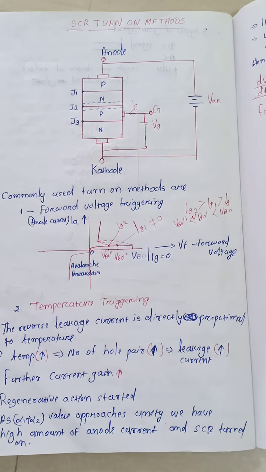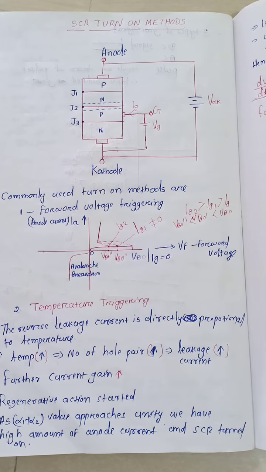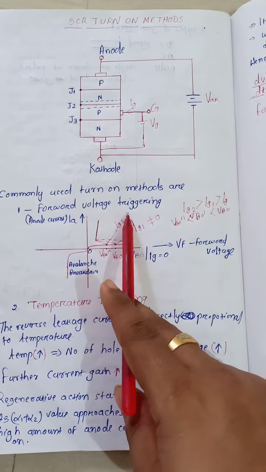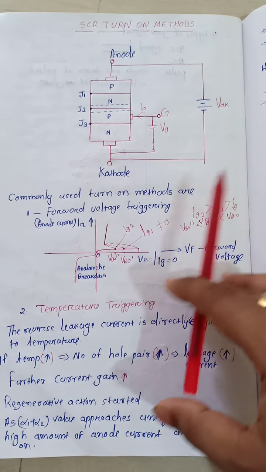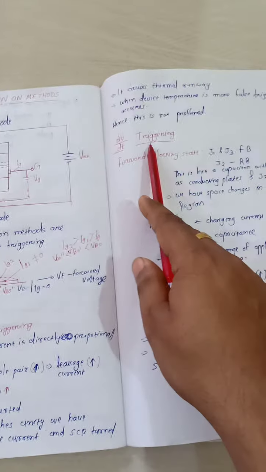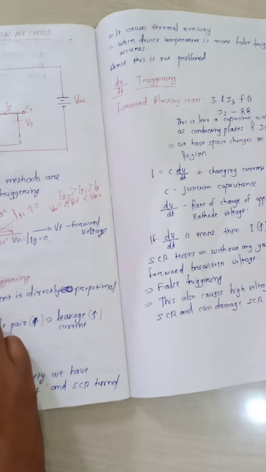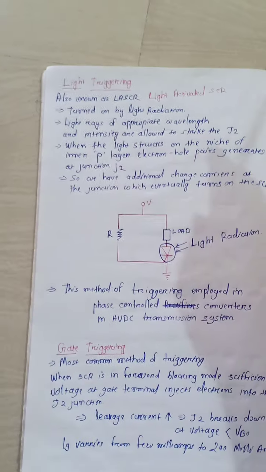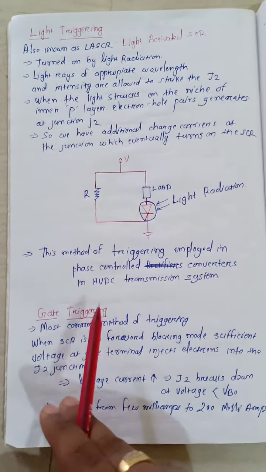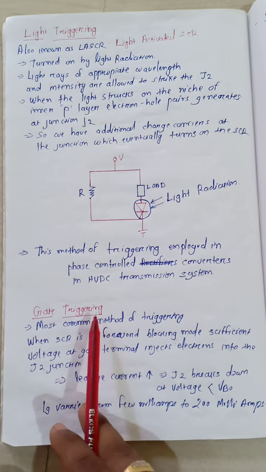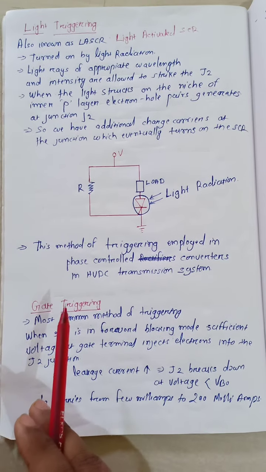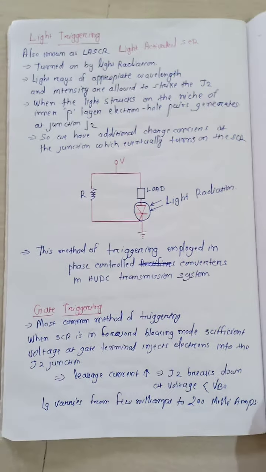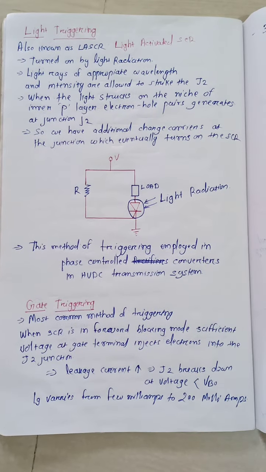Today we will study various methods of the SCR turning on process. So what are the commonly used turn on methods? First one is forward voltage triggering, second one temperature triggering, third one dV by dt triggering, fourth one light triggering, and fifth one gate triggering. This is the most common and most accepted method of triggering a SCR, that is gate triggering. So we'll study them one by one.